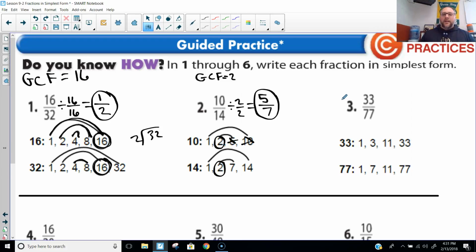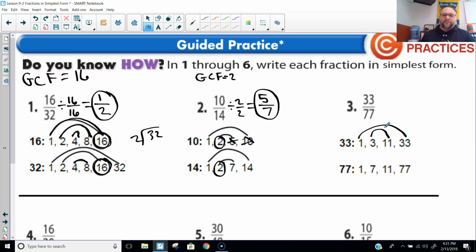Let's go on to number 3. I have 33/77. Oh my goodness, that is a difficult looking fraction. Well, it kind of is, but take one part of the fraction at a time. So let's take the numerator first, 33. I'm going to list out all the factors of 33. I have 1 and 33. I know that 2 doesn't go into 33 because 33 is not an even number. 3 can go into 33 because 3 times 11 is 33.